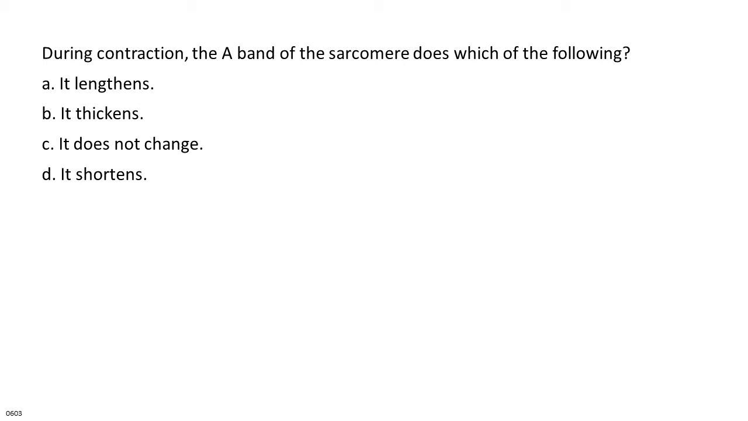During contraction, the A band of the sarcomere does which of the following? A. It lengthens. B. It thickens. C. It does not change. D. It shortens.